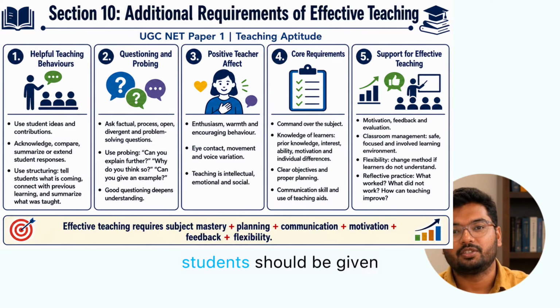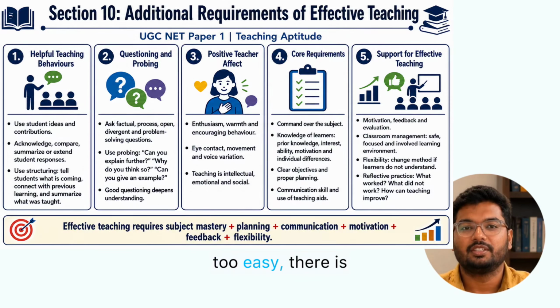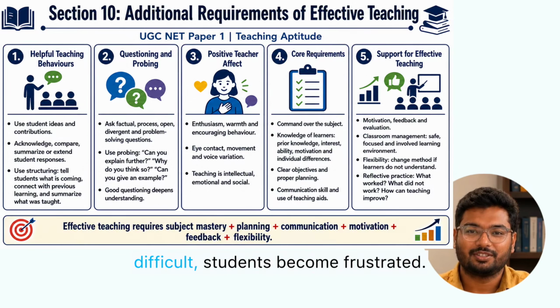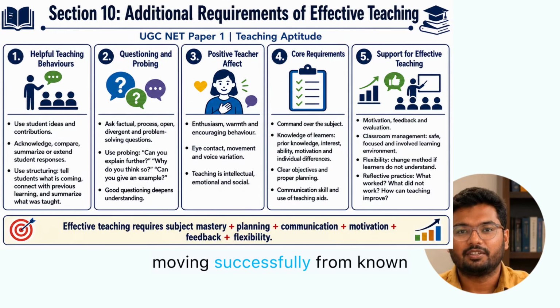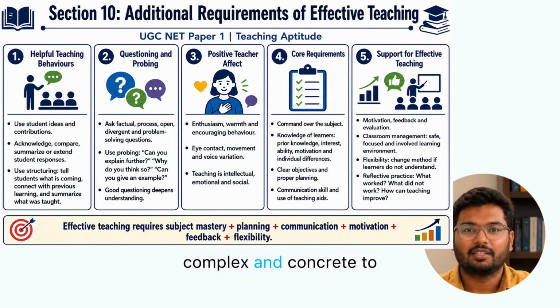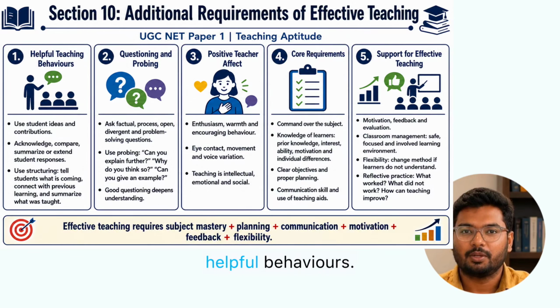Student success rate means students should be given tasks that are challenging but achievable. If the task is too easy, there is no growth. If it is too difficult, students become frustrated. Effective teaching keeps learners moving successfully from known to unknown, simple to complex, and concrete to abstract. Apart from these, effective teaching also requires some helpful behaviors.